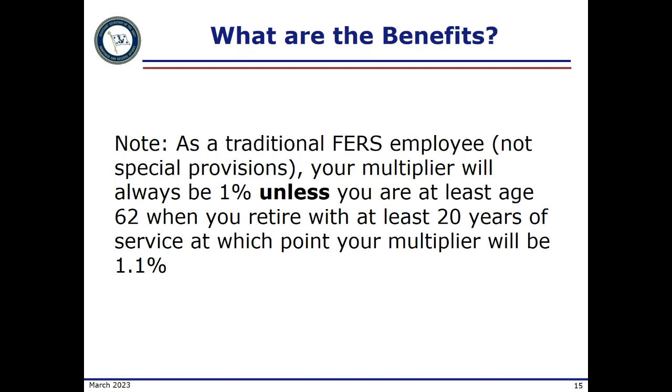As traditional FERS employees, we're not talking about any special provisions. Your multiplier will always be 1% unless you are at least age 62 when you retire with at least 20 years of service, at which point your multiplier will be 1.1%.